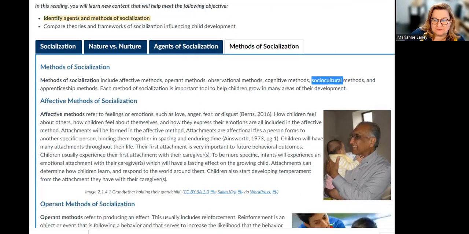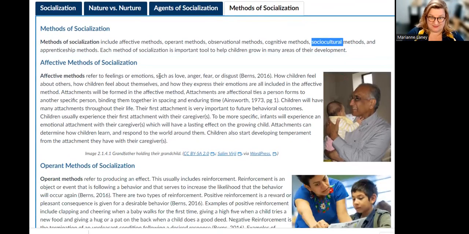So affective means sometimes people use love, anger, fear, or disgust to socialize a child. Let's say a child comes home from kindergarten and they colored a rainbow unicorn peacock, and they show their parent and the parent goes, that's ugly. I hate it. You didn't do a good job at all. That would be disgust. That would be rejection. Sometimes that could make a child want to try harder or can make a child give up completely.